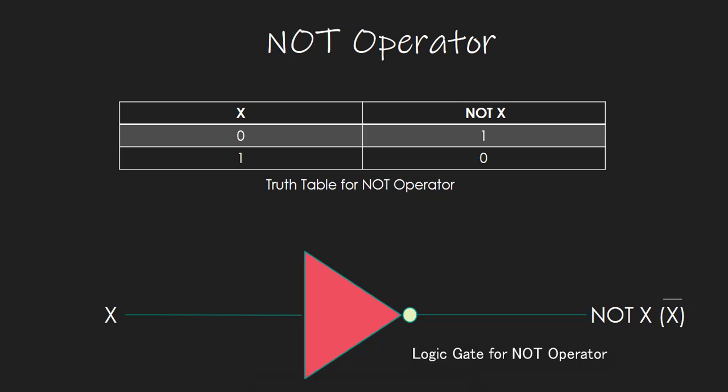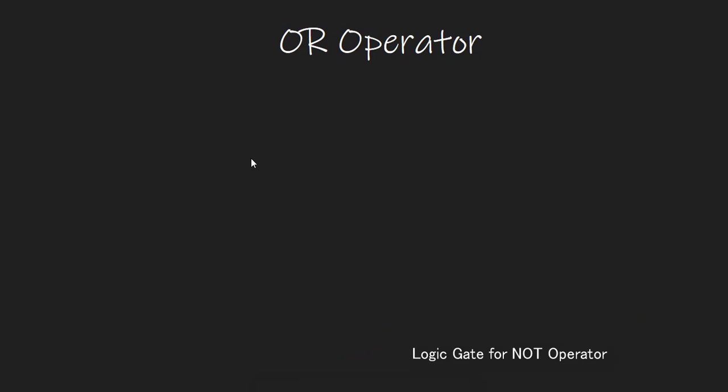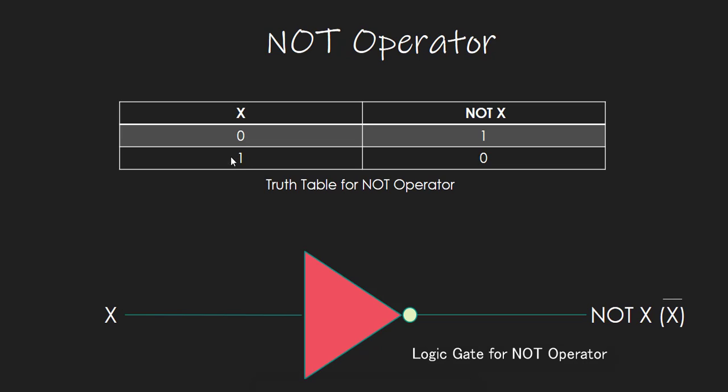Since a logical variable can have only 0 and 1 value, x can have only 0 and 1 value. That is what I have shown in the first column of the table. And the second column of the table represents the value of not x, or we can say x bar. So when the value of x is 0, then the value of not x will be 1. And if the value of x is 1, then the value of not x will be 0.